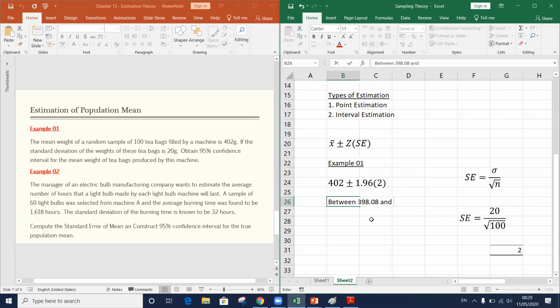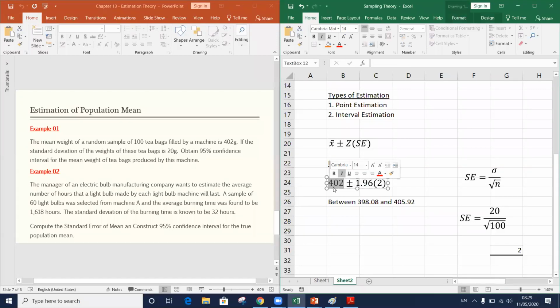අනිත් පැත්තෙන් එන්න පුළුවන් value කීයද? plus උනොත් right, 402, right, 3.92 plus 402, 405.92, right? එහෙනම් sample එකේ mean එක gram 402යි, right?